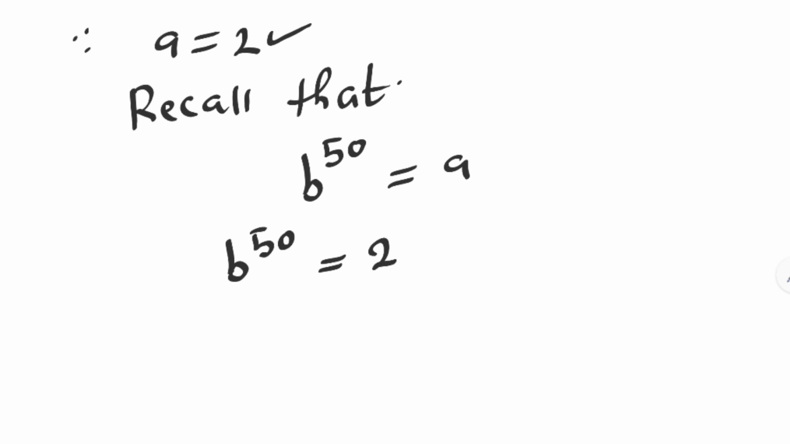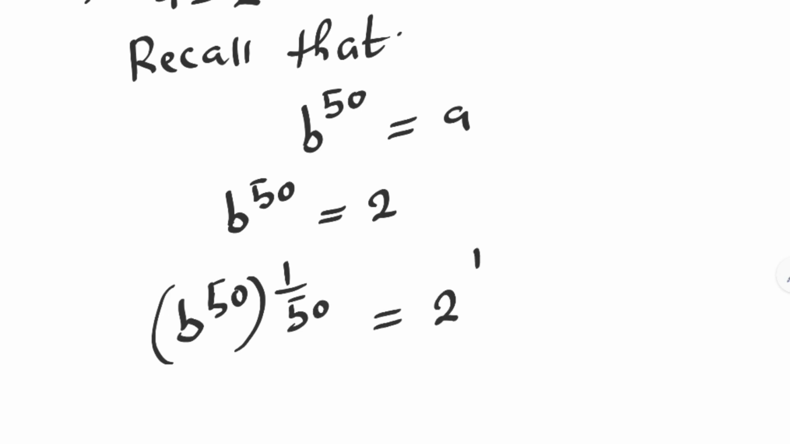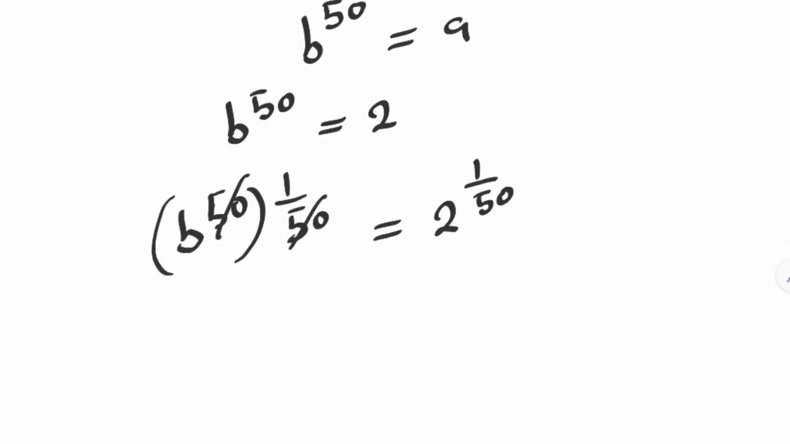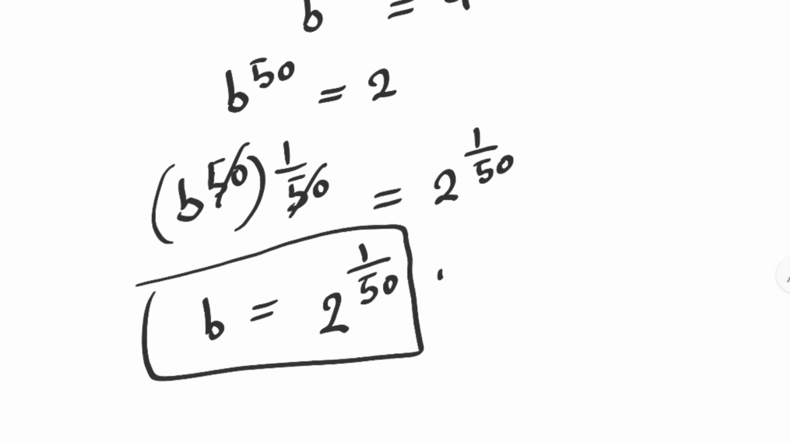Let us multiply the exponent of both sides of this equation by 1 over 50. We have b raised to power 50 to the power of 1 over 50 is equal to 2 raised to power 1 over 50. This cancels this. b is equal to 2 raised to power 1 over 50. And this is the final answer. We may check to confirm if this answer is right or wrong.